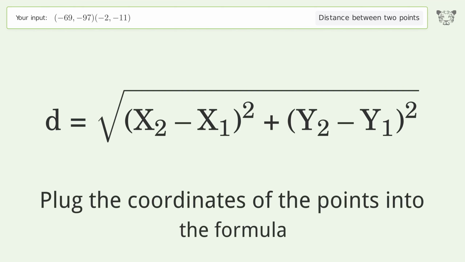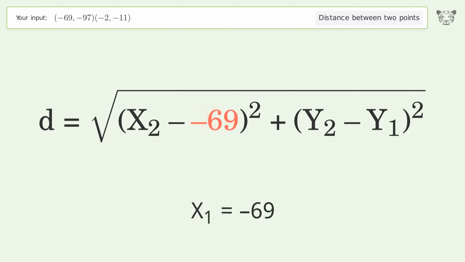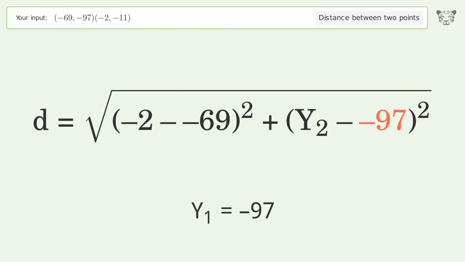Plug the coordinates of the points into the formula. x1 equals -69. x2 equals -2. y1 equals -97. y2 equals -11.